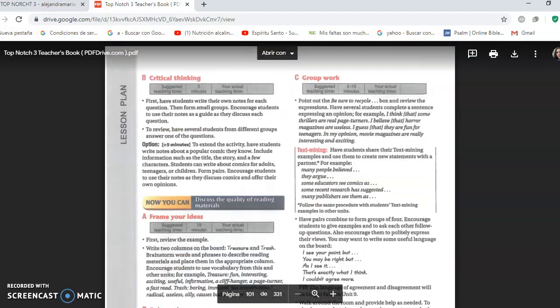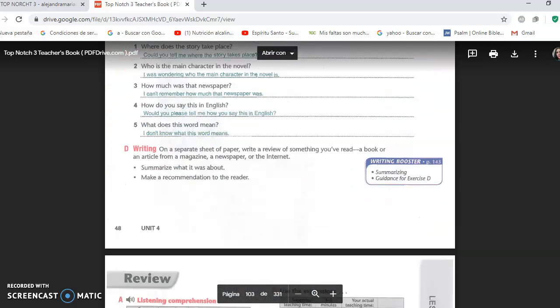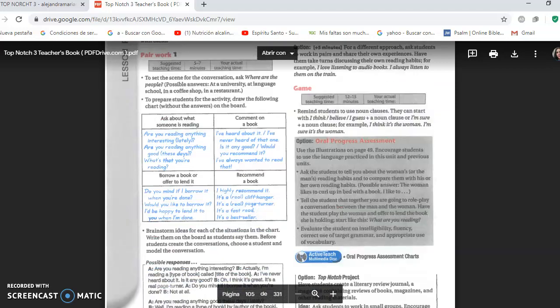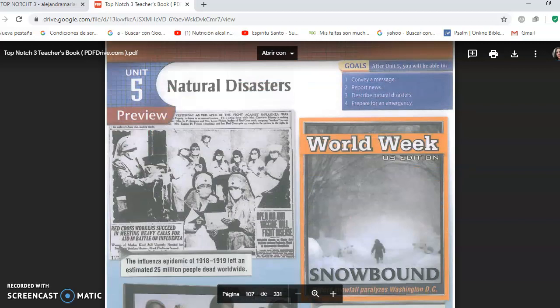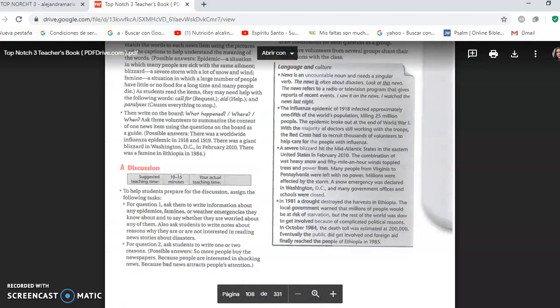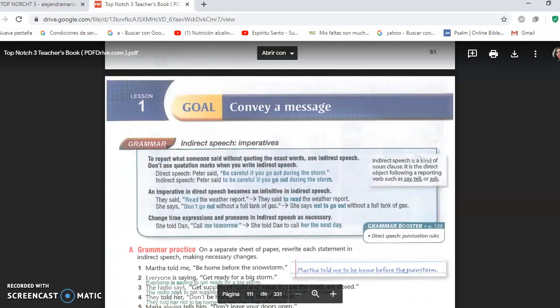Okay, we're going to move to Unit 5. We haven't seen this unit, but we're going to do the grammar part. For Unit 5, we have in grammar, indirect speech imperatives. Ok, son imperativos en un diálogo indirecto.